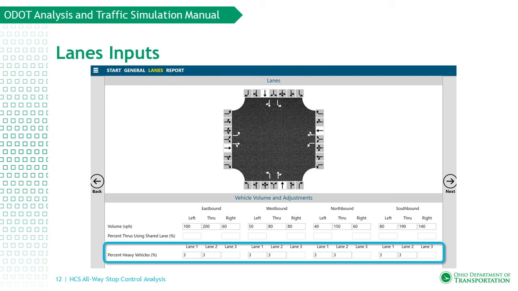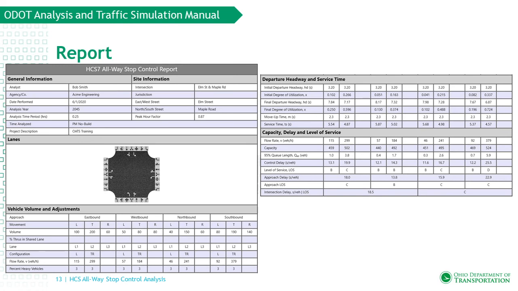Heavy vehicle percentages should be entered by approach, not individual movement. For more information, see section 5.5 in the HCM manual. The methodology computes control delay and LOS for each movement, as well as a weighted average control delay and LOS for each approach and the intersection as a whole. The method also computes a 95th percentile queue for each entering lane. The Report tab generates a formatted report for the all-way stop control analysis results.